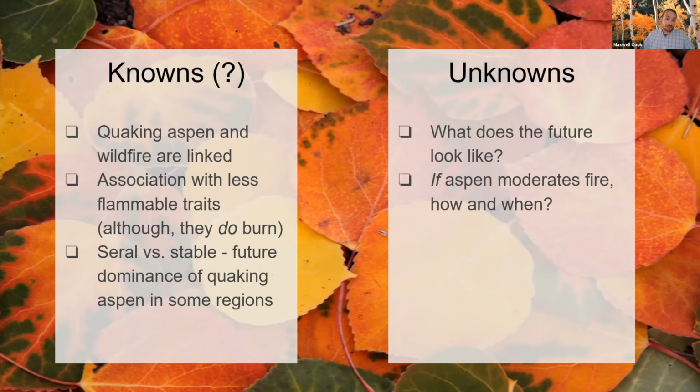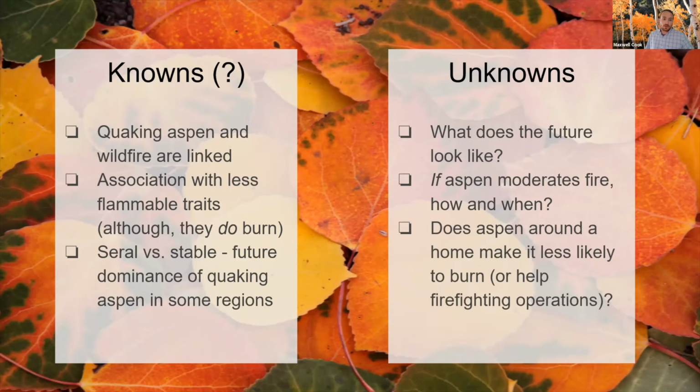If aspen does moderate fire behavior, how does it do so and when? So we know that it's likely not going to be in all scenarios, so we're trying to understand how and when it does. And then one of the big questions here is, does aspen around a home or a community make it less likely to burn, or at least help firefighting operations?